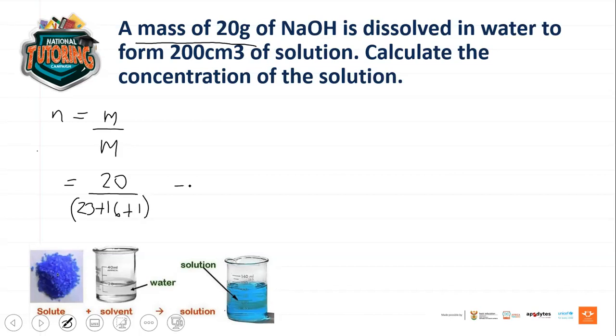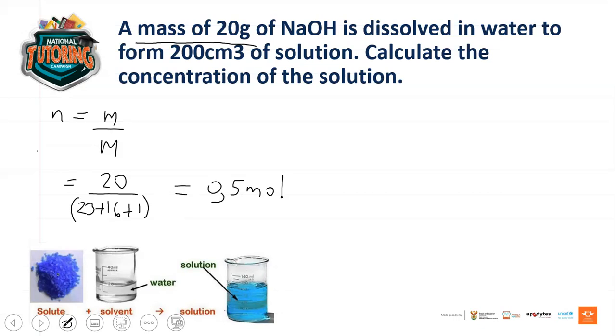So we would have to add that all up, and then work that out on our calculator. We would say 20, the mass, divided by the molar mass, so 23 plus 16 plus 1. You can put that in brackets in your calculator. And we get a half, or 0.5. That means we have 0.5 moles of sodium hydroxide. That's how many particles of sodium hydroxide there are.